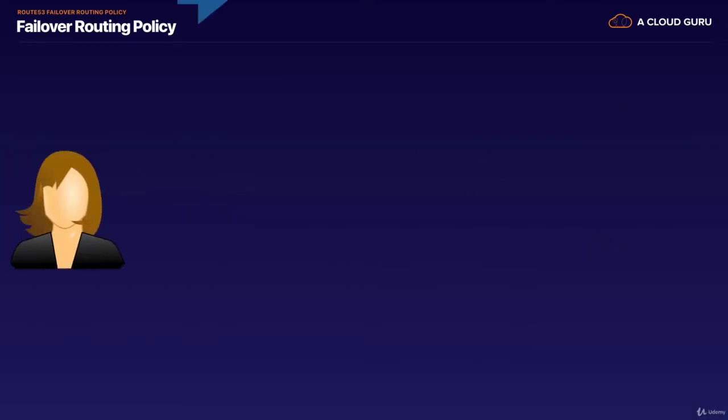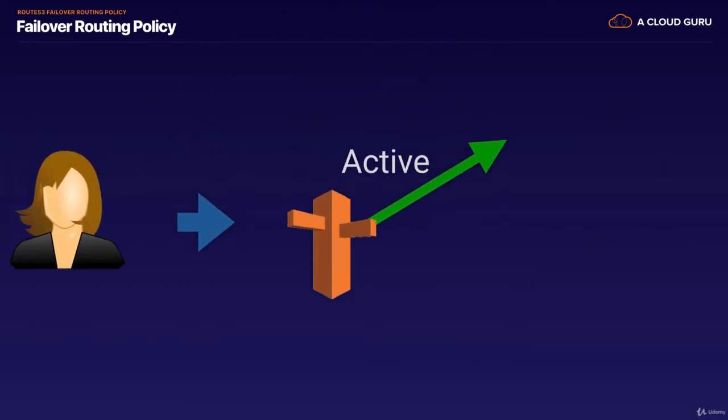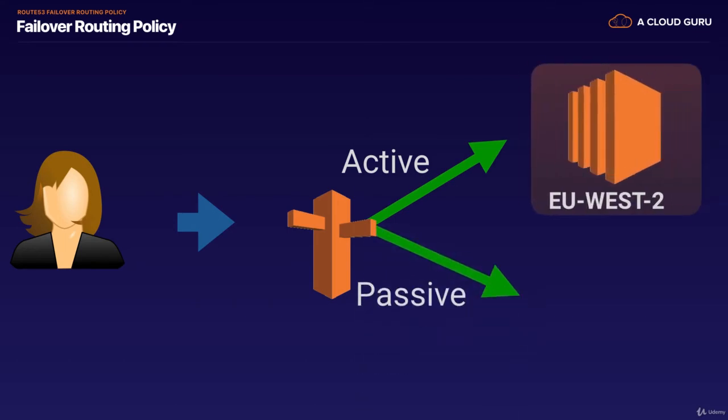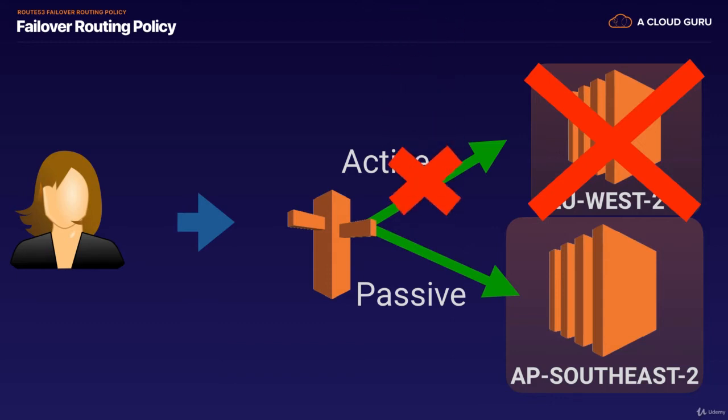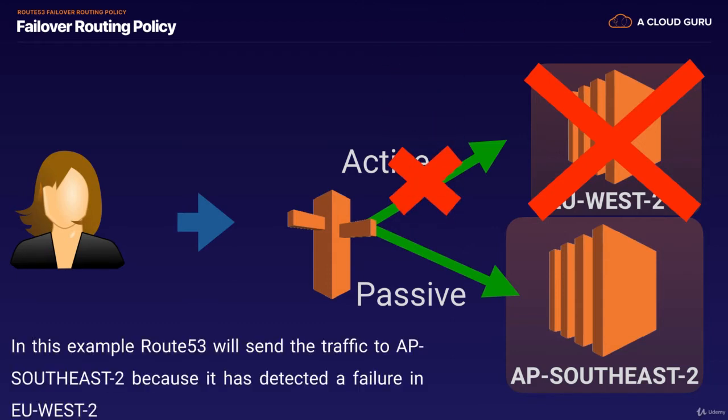So let's have a look at how this works. Our users connect into Route53 by doing a DNS request. We've got our active and our passive sites. Our active is EU West 1 and our passive is AP Southeast 2. We lose EU West 1, or EU West 2 as it is on the slide. And then what's going to happen? Well, our active is going to fail over automatically to our passive website. So that's all it is. It's very, very simple.